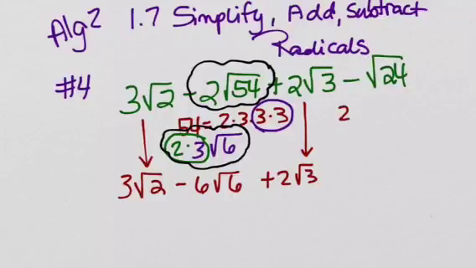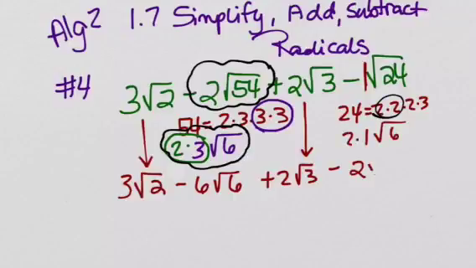And then I need to break 24 up, and that is 2 times 2 times 2 times 3. So I'm going to circle my pairs and pull one out. So this becomes a minus 2 because there's just a 1 on the outside, so it's just 2 times 1, and then there's a 6 underneath.